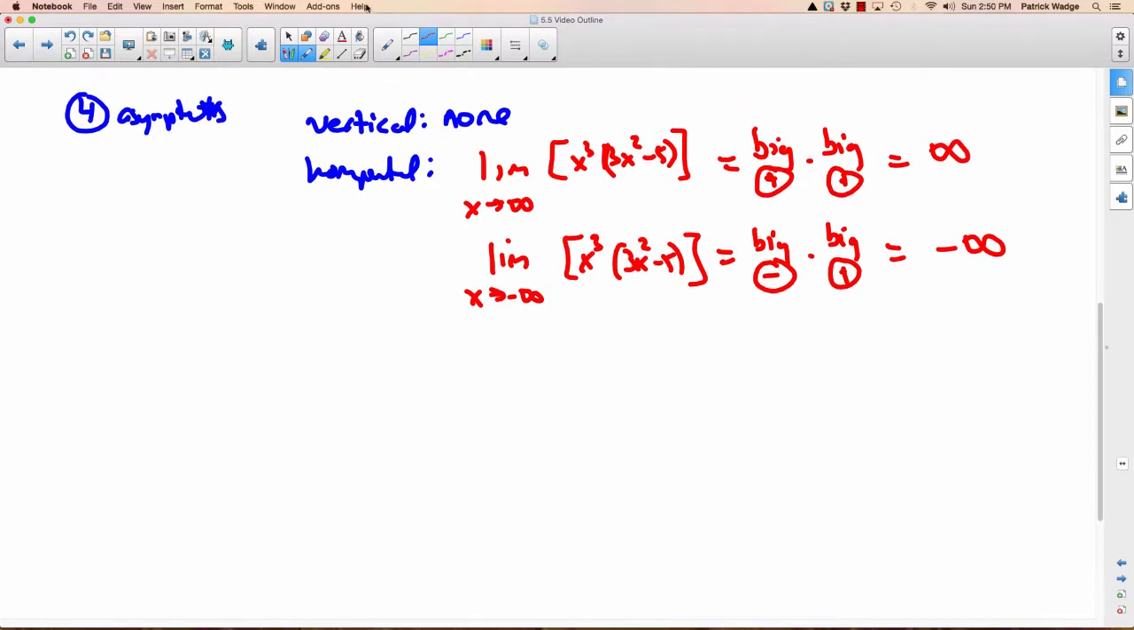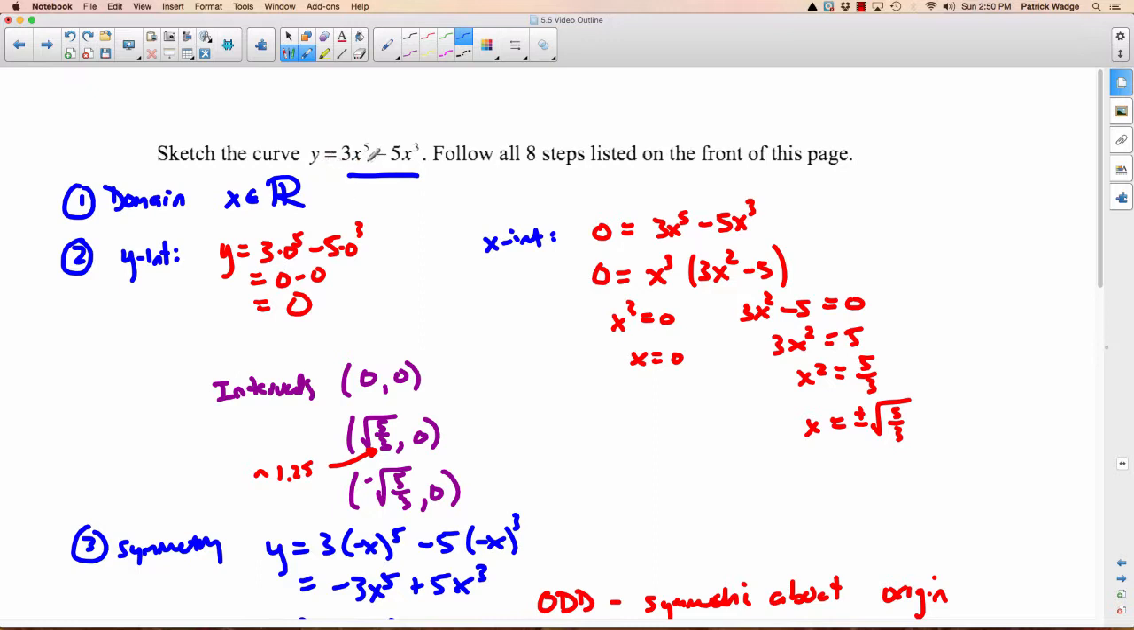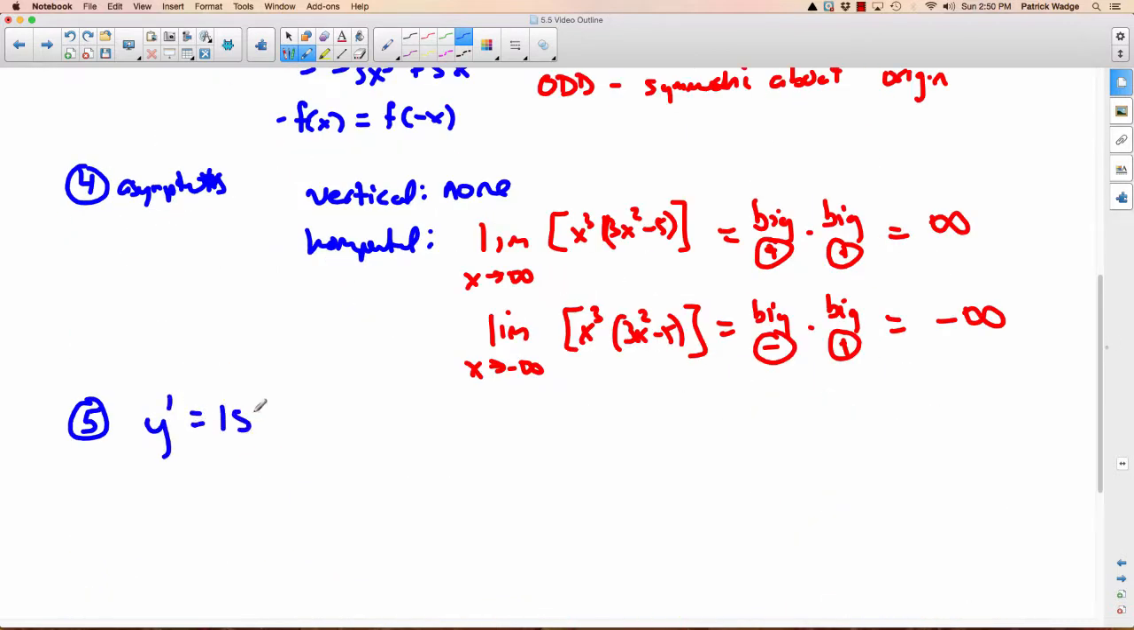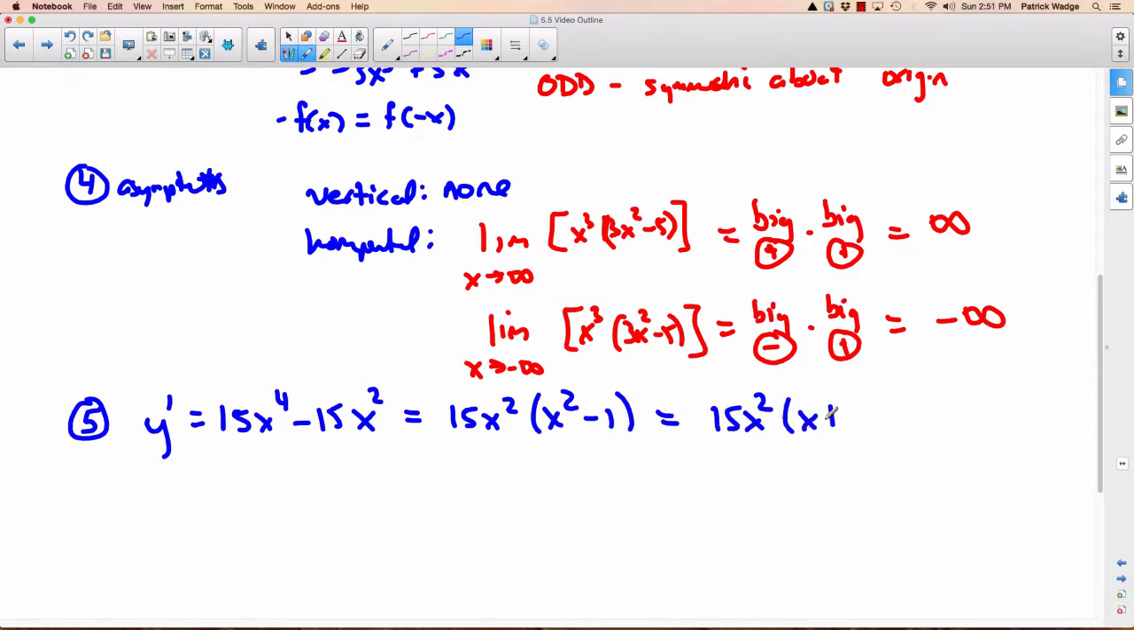Okay, step 5, we're finally able to start taking derivatives and stuff. So we're going to take the derivative of this. So y prime equals 15x to the 4th, and then bring this 3 down, 15x squared. Y prime equals 15x to the 4th minus 15x squared. Why don't we go ahead and factor right now? You could take a 15x squared out of here. So at 15x squared, you're left with x squared minus 1. And you could even factor the part in brackets. You have 15x squared, and then x plus 1, x minus 1.